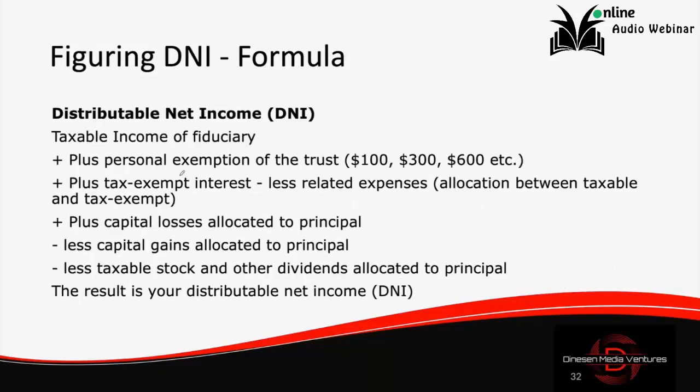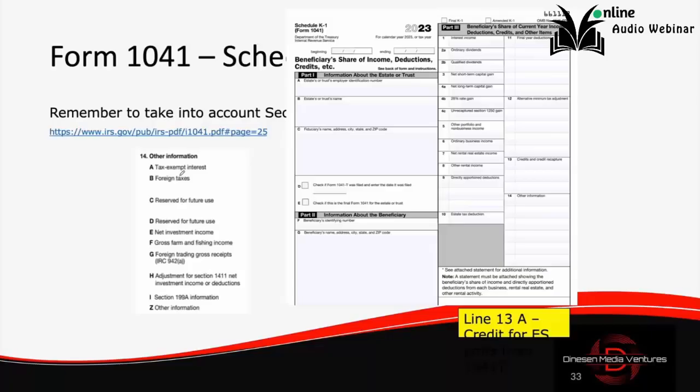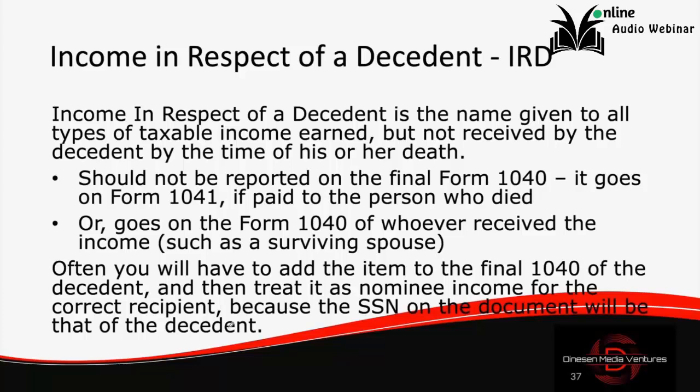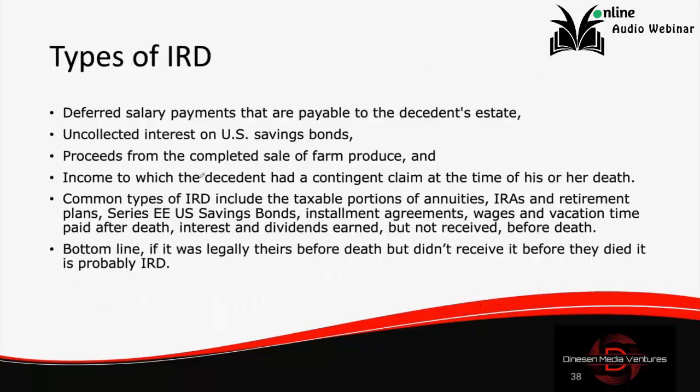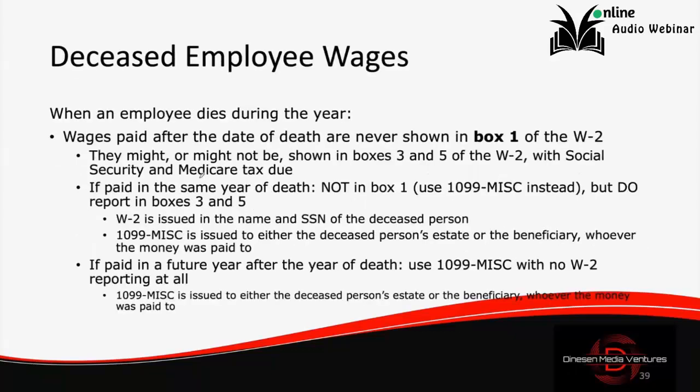This is a formula. I think it's something we can look at for reference. We have an example. Income in respect of a decedent is where we turn next. This is something you could see. So some types of income in respect of a decedent: deferred salary payments, anything earned by the person through their date of death. But here's how deceased employee wages are supposed to work.